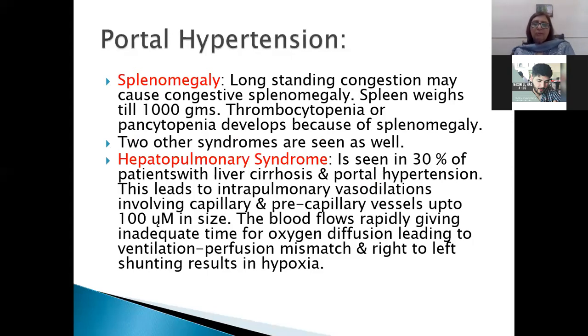This leads to intrapulmonary vasodilatation involving capillary and precapillary vessels up to 100 micrometers in size. The blood flows rapidly, giving inadequate time for oxygen diffusion, leading to ventilation perfusion mismatch, and right to left shunting results in hypoxia. So there is going to be hurried exchange of the gases, and most of the oxygen is not going to be diffused. This can lead to hypoxia because of the right to left shunting of the blood.